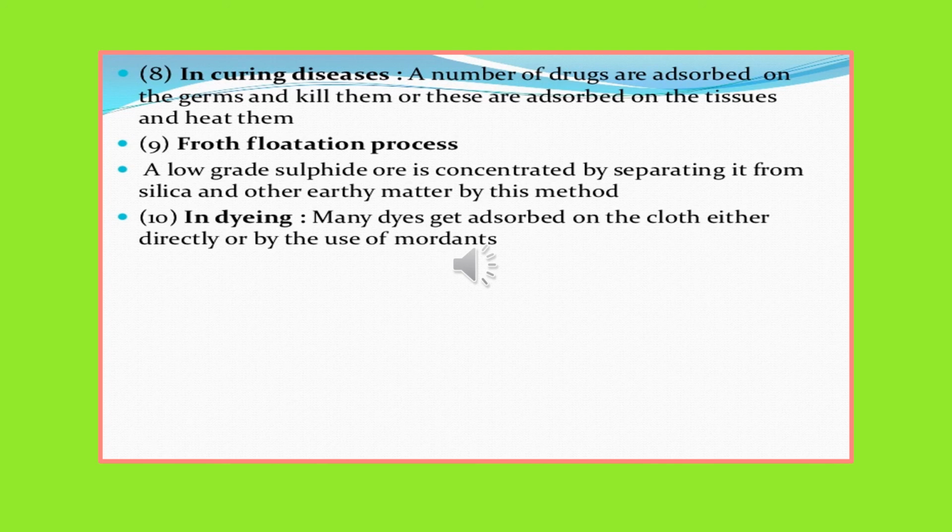And the next one is the froth flotation process. We can concentrate some sulfide ores by the process of adsorption. And lastly, the important application of adsorption is in the dyeing process. Many dyes get adsorbed on the cloth either directly or by the use of mordants. So these are all the various applications of adsorption in our day-to-day life. Okay, students?